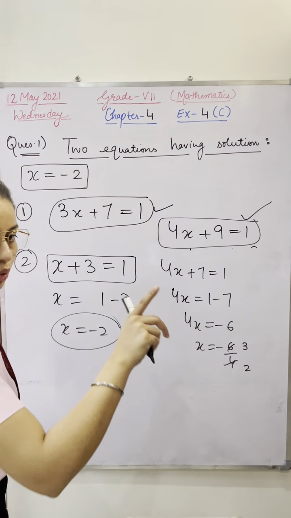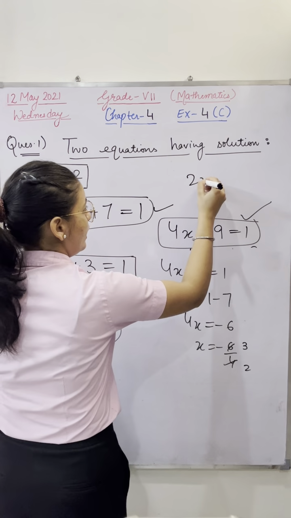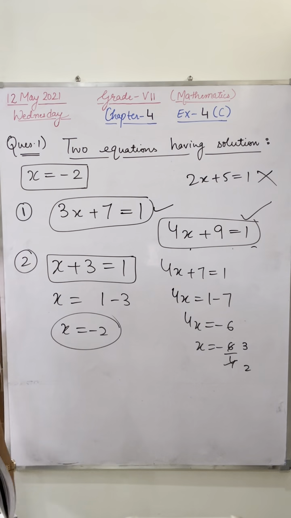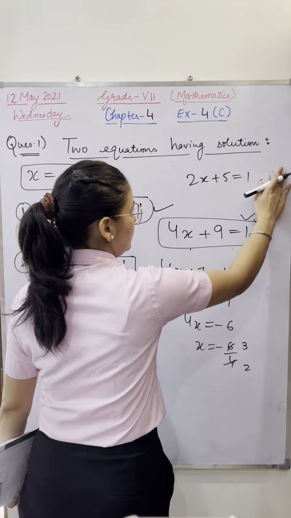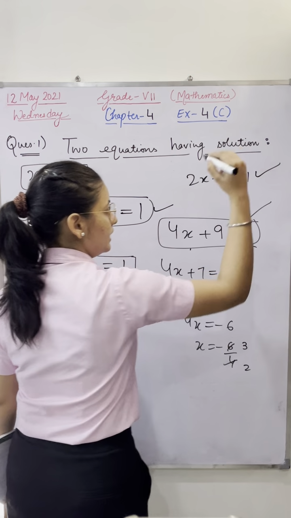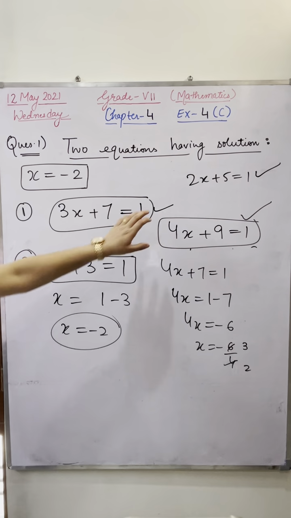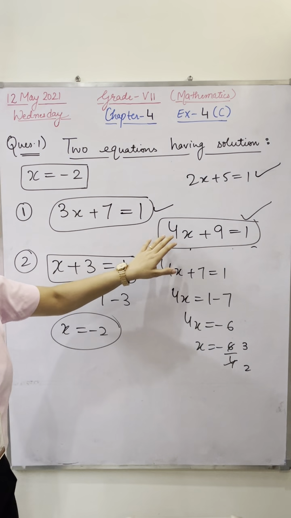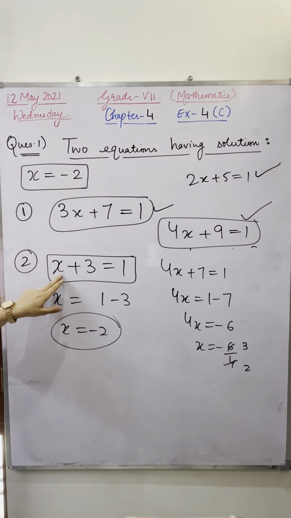Tanisha has made 2x plus 5 equals 1. Tanisha, answer will be minus 2. Yes, correct. It is also correct. It is not necessary that with the x you have to write any constant value. You can write simple x also. You can write here x plus 3 equals 1. This is also correct. Very simple.